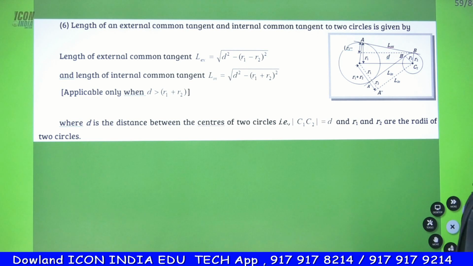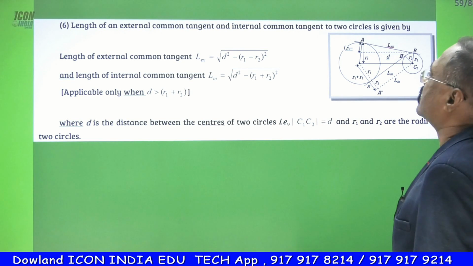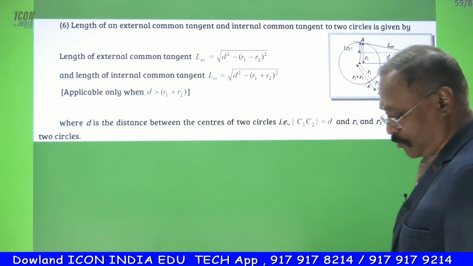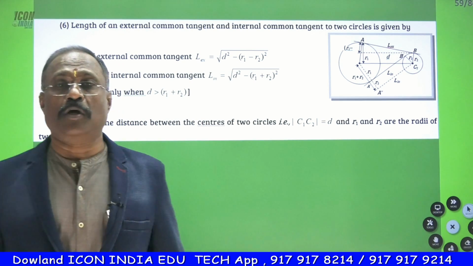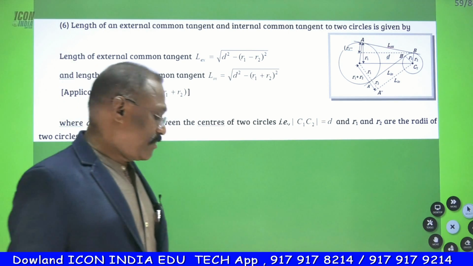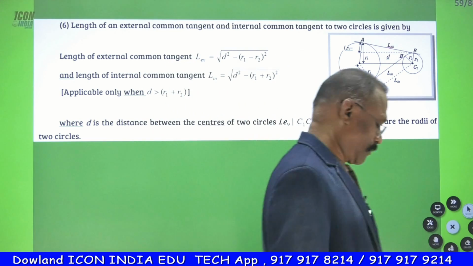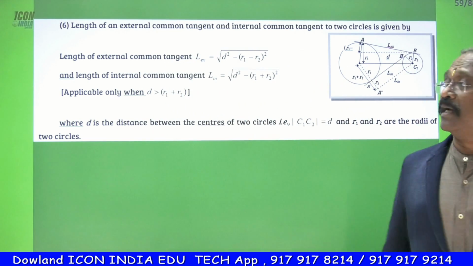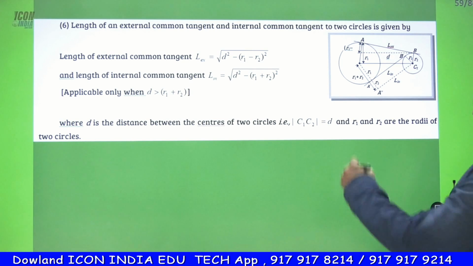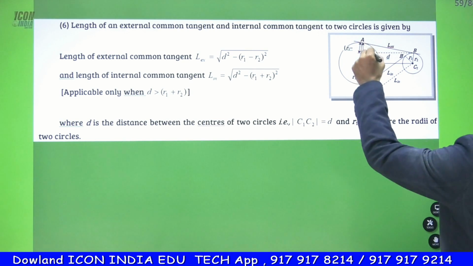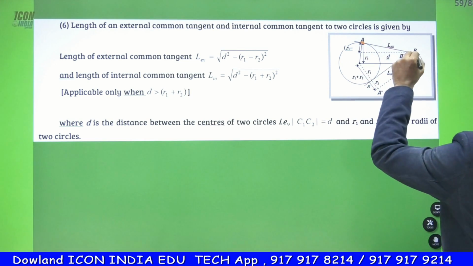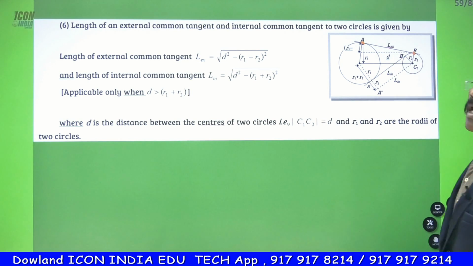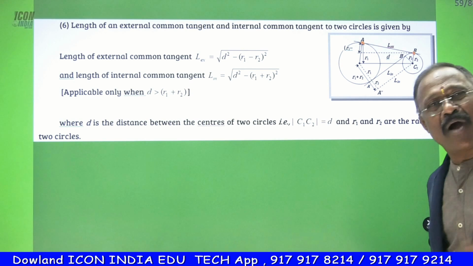One more: the length of the external common tangent and internal common tangent to two circles. What is the meaning of external common tangent and internal common tangent? In the diagram itself, it is clearly seen. If you want to see, the diagram is given here clearly. This AB is said to be the length of the direct common tangent.